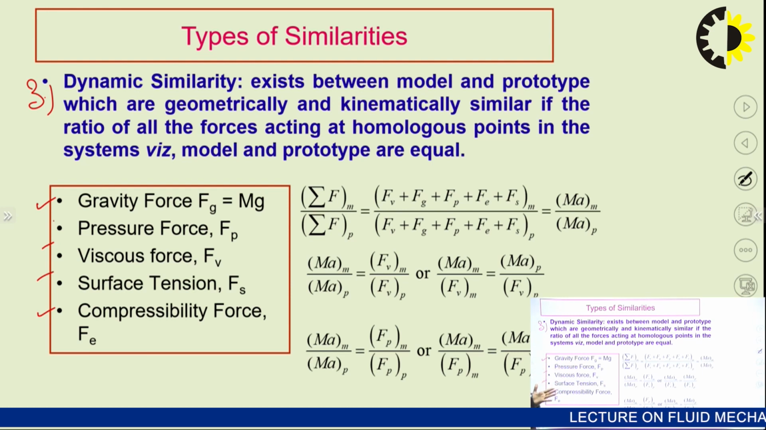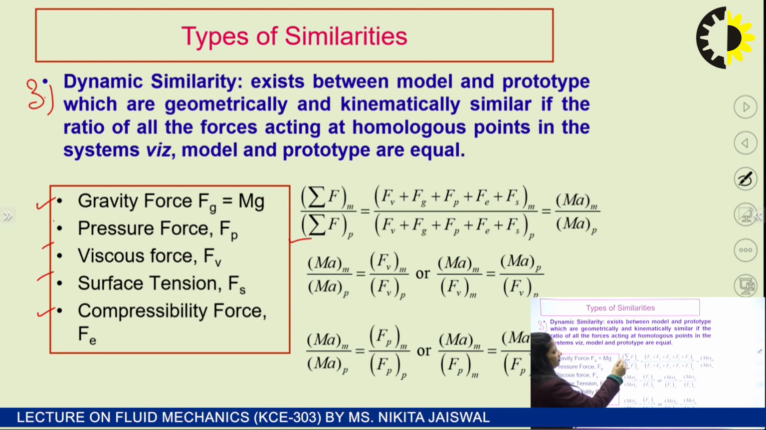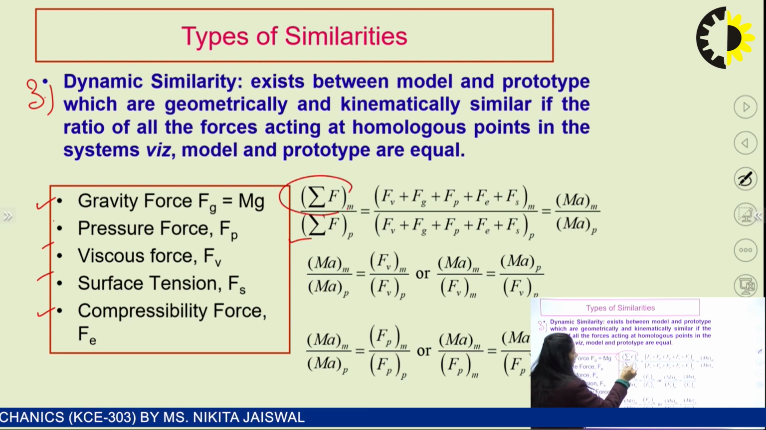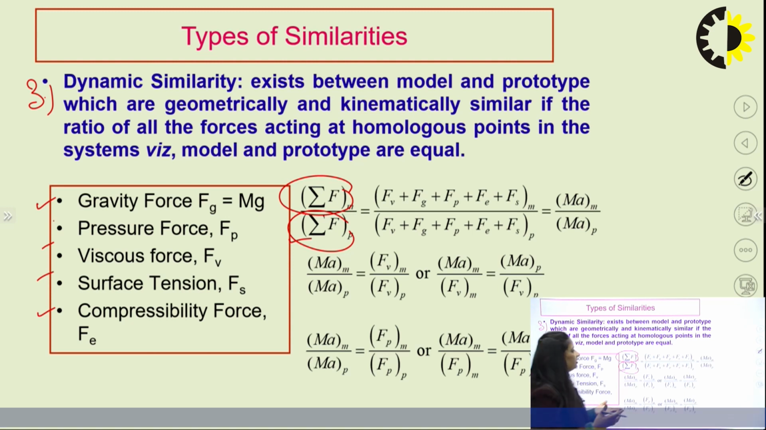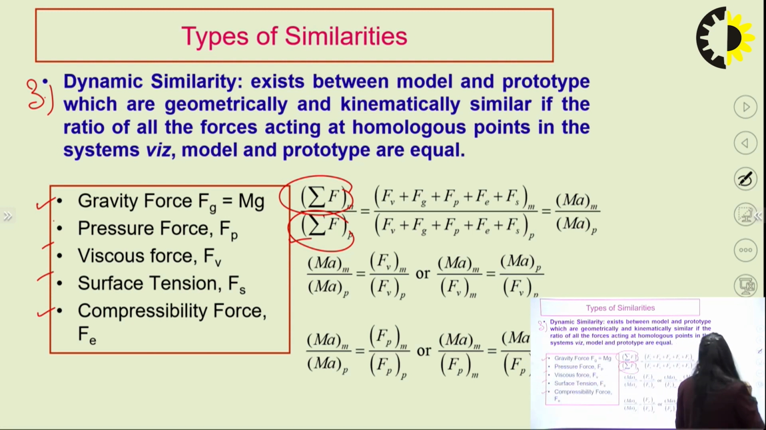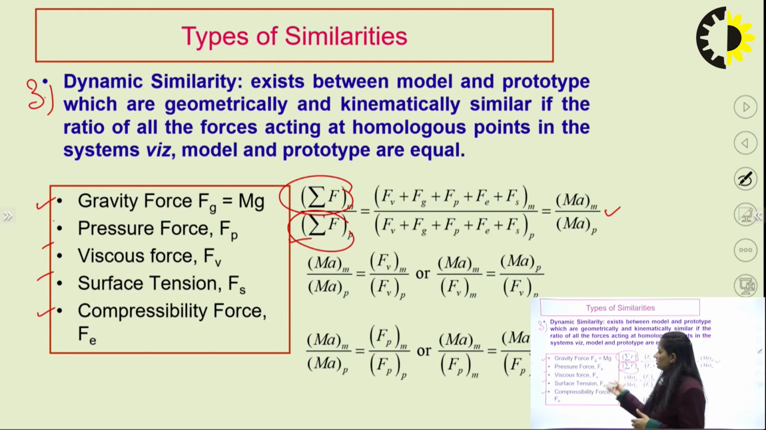Now take the summation of all the forces. For example, here you can see the summation of all these forces in the model. So write it as summation of Fm divided by the same forces acting on the prototype. Then you will get it like this. You just have added up all the forces available, because here we are talking about all these forces: gravity force, pressure force, viscous force.